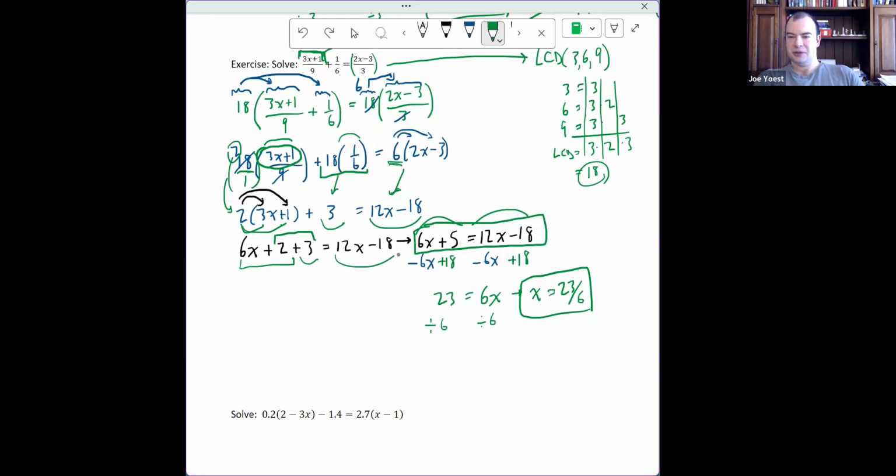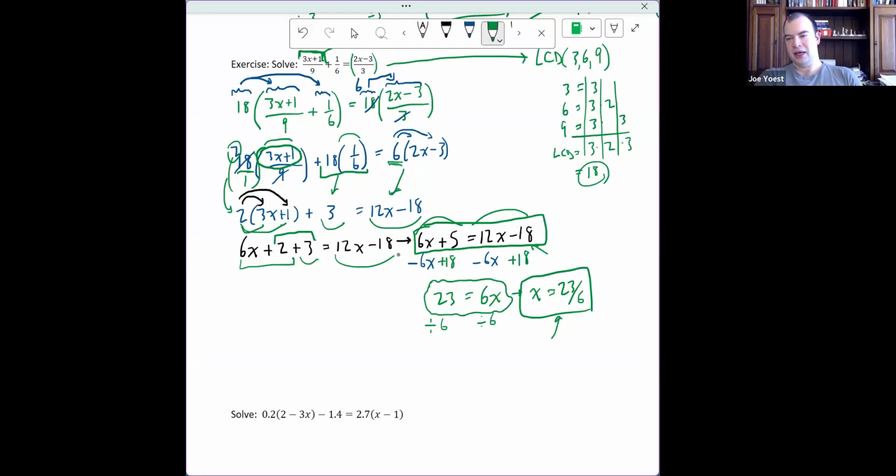So I'm going to get my x's on the right-hand side, which means I need to get my constant terms on the left-hand side. So I need to get rid of this minus 18 by adding 18 to both sides. That leaves me with 6x equals 23. And I divide by 6 to get x equals 23 over 6.